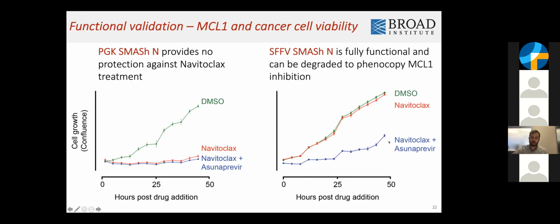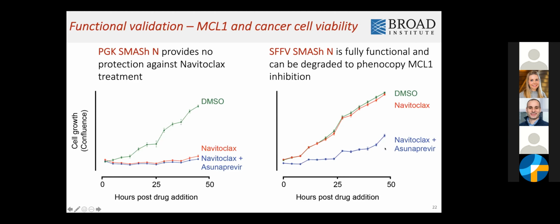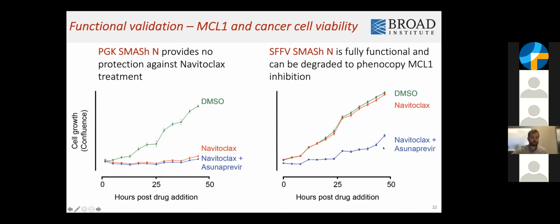And then in this case, we actually pre-treated the cells with asunaprevir to get rid of the degron-tagged MCL1, and we see a nice inhibition of cell growth. And I'll just note that this is likely outgrowth of the endogenous MCL1 that doesn't have the degron tag.